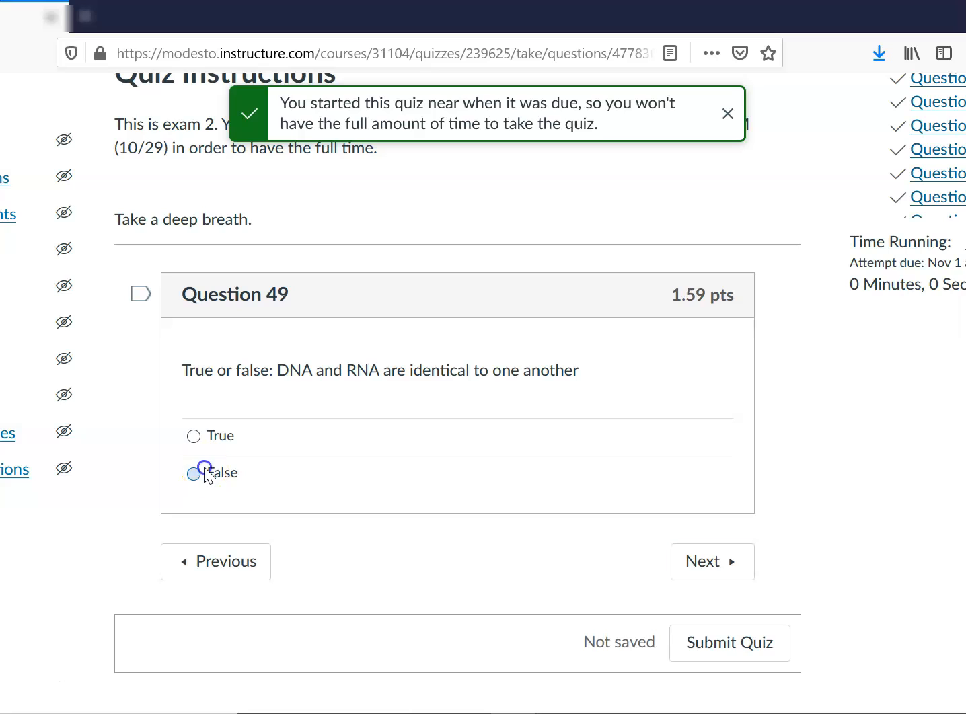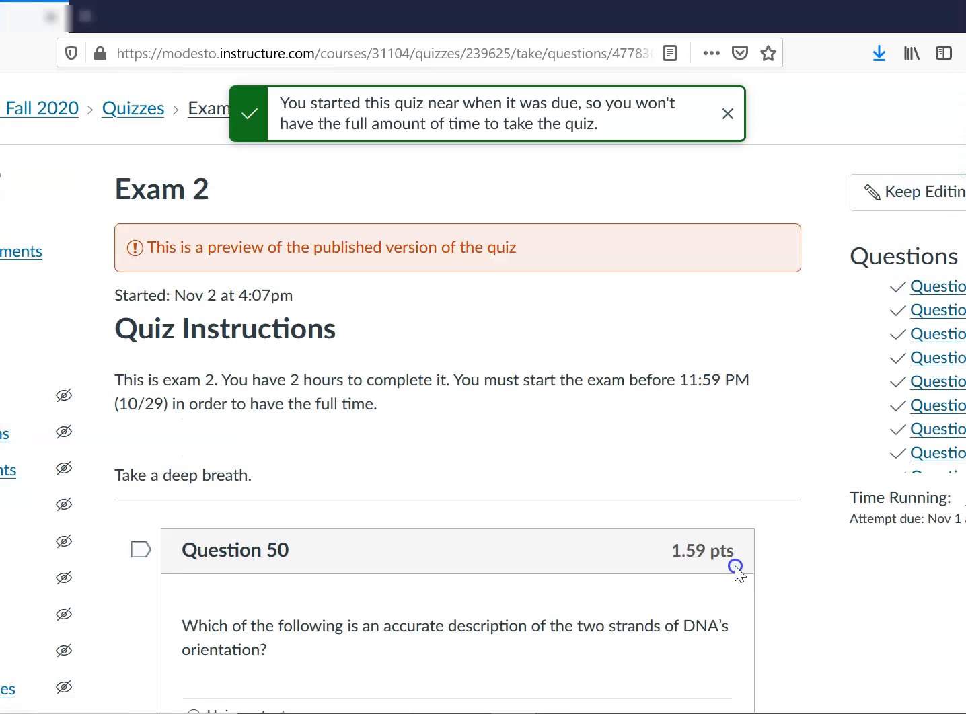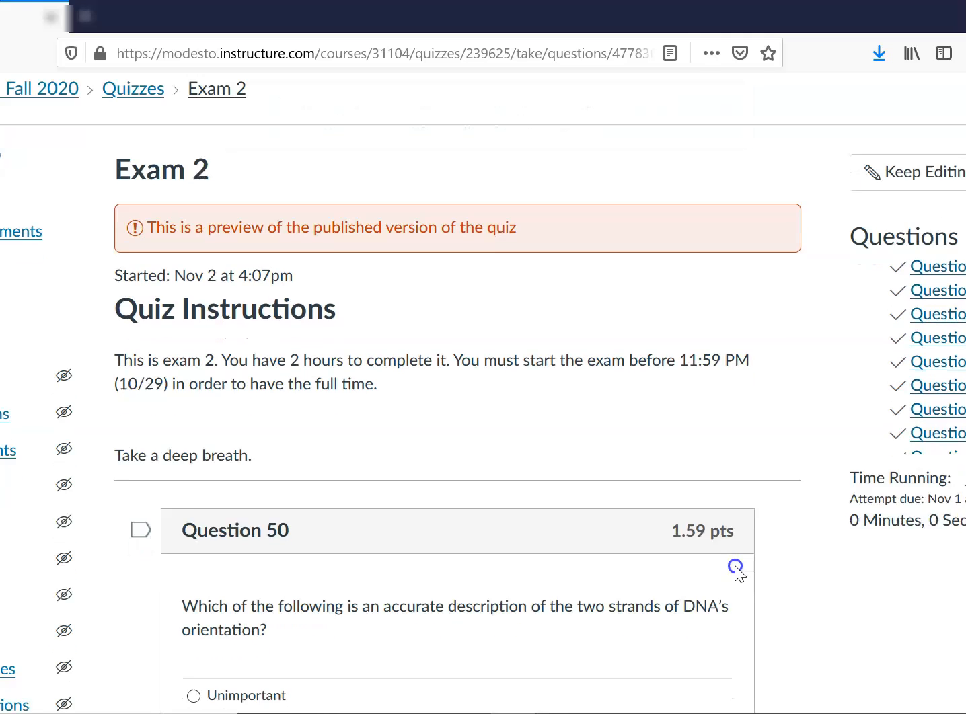True or false? DNA and RNA are identical to one another. False. They are not. I talked about that quite a few times. DNA actually is missing a hydroxyl group. RNA has uracil instead of thymine. RNA is single-stranded. DNA is double-stranded.